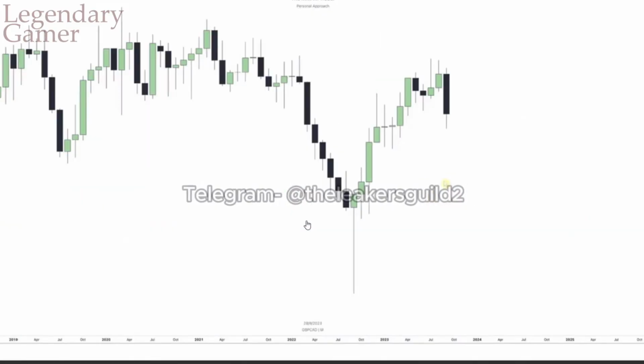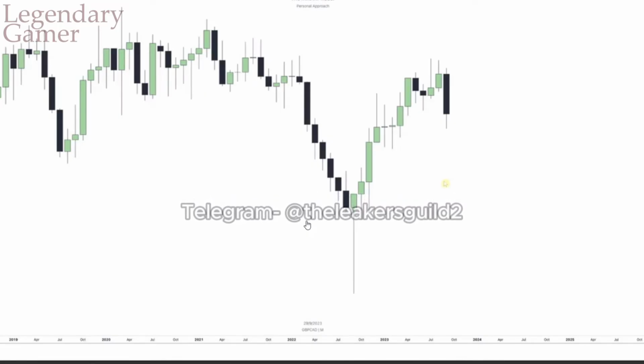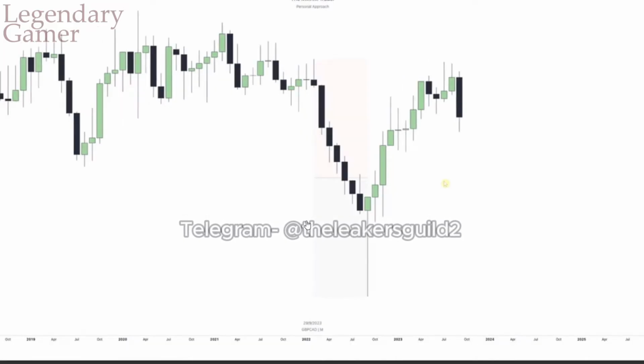So we've got a GBPCAD monthly chart. We're going to do exactly the same as we did with the last chart. We start off with the monthly time frame, right? Then we dive into the weekly, and then we go to the daily to see where the opportunities lie. Now what do we have over here? Premium discount, first of all. Very important. We want to know if we are in discount or in premium.